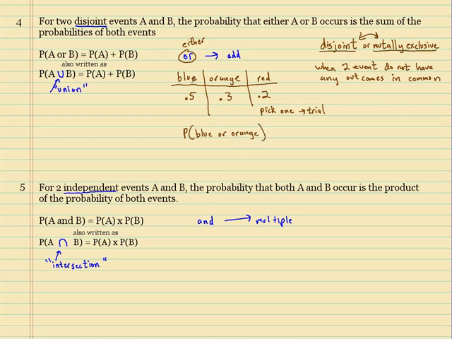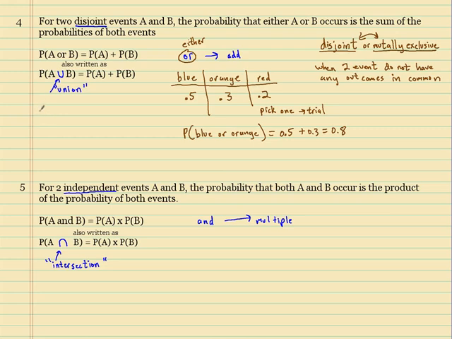Are there any outcomes in common? Do they have outcomes in common? No. It's either blue or it's orange. There's no blue and orange at the same time. A lot of you might just see it. What's the probability you pick a blue or an orange? Well, it's just 0.5 plus 0.3, which is 0.8. So if you solve it, that works. Now I'm going to show you an example where it doesn't work.